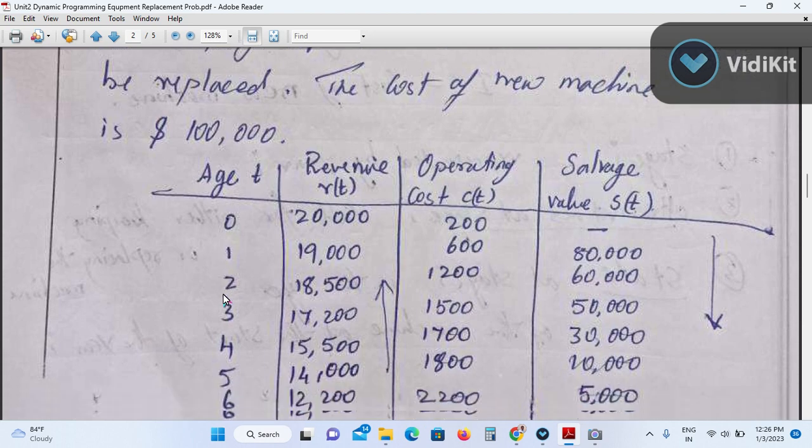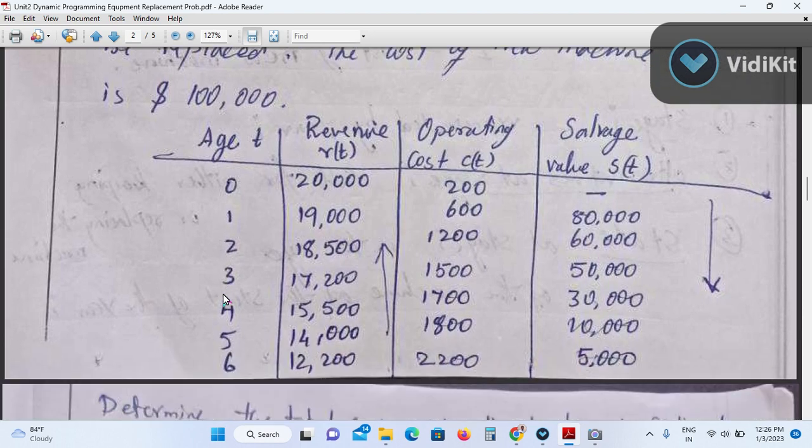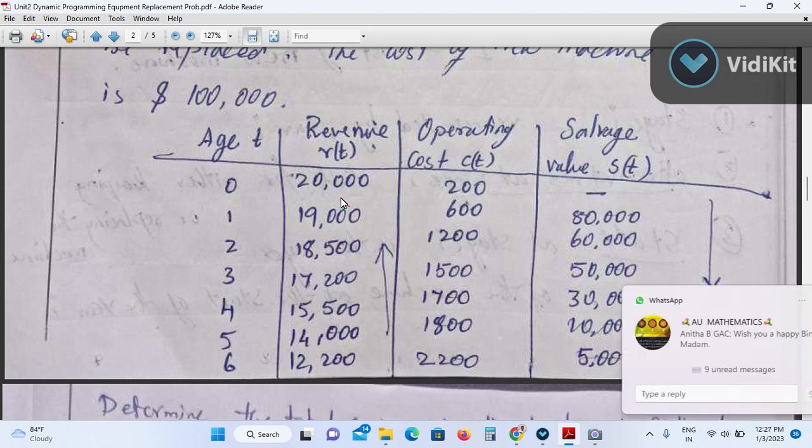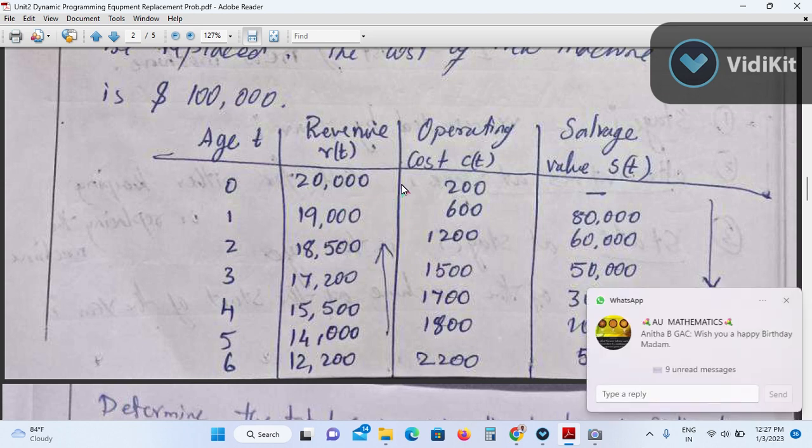So here the data is given. Initially with age t, age t means the 0th year, the machine age is 0. At this stage, the revenue at the end of that year, the machine gives a revenue of $20,000. And the operating cost.